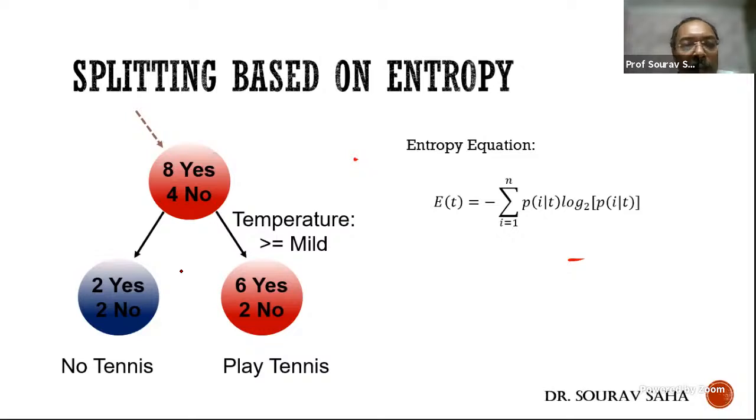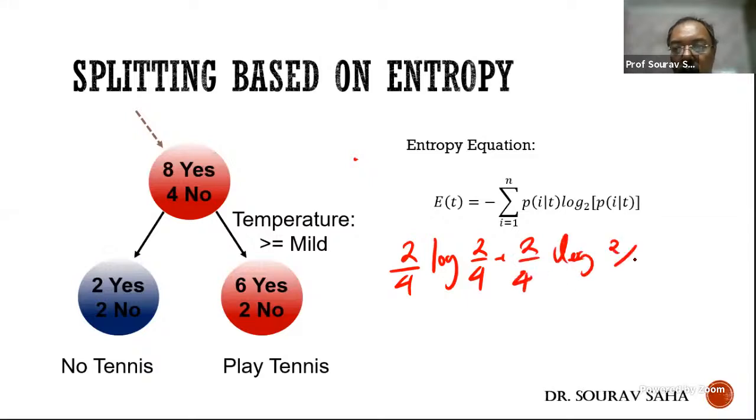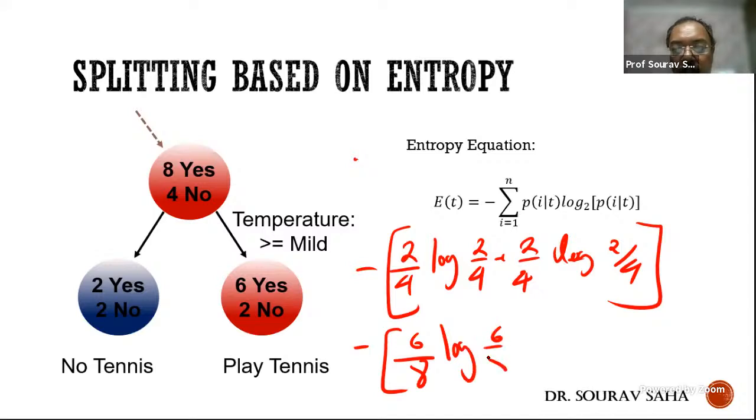So quickly, if I can find out the entropy on the left hand side, you understand that entropy will be 2 by 4 log of 2 by 4 plus 2 by 4 log of 2 by 4, whole with a negative sign. For the right hand part, entropy will be 6 by 8 log of 6 by 8 plus 2 by 8 log of 2 by 8.